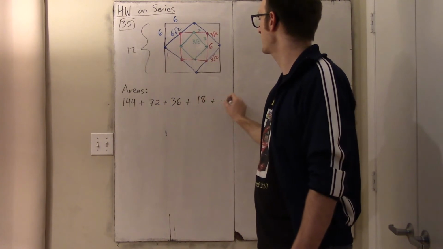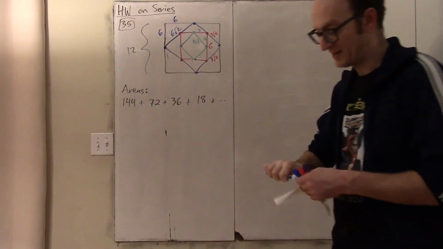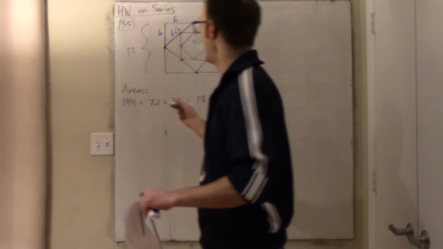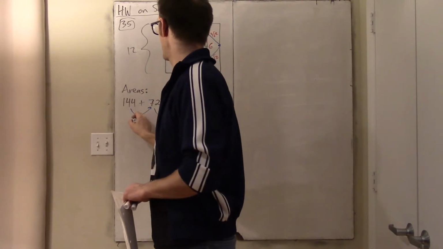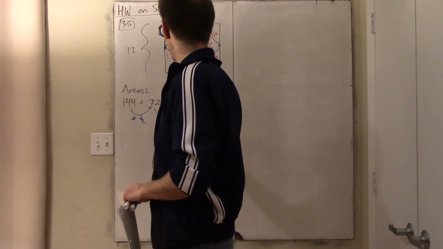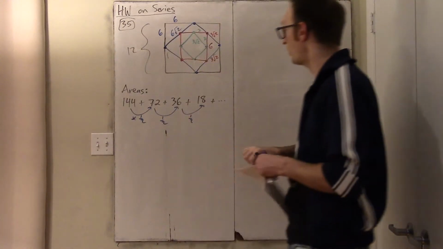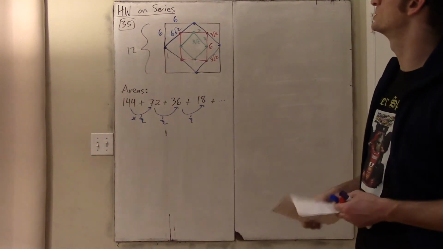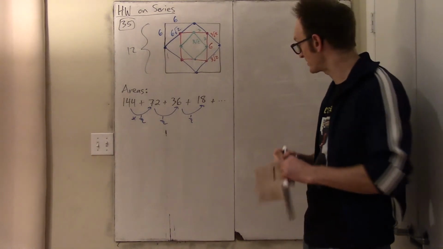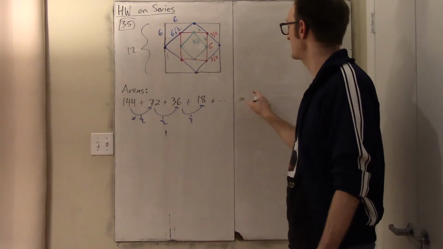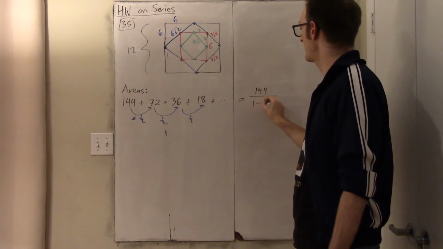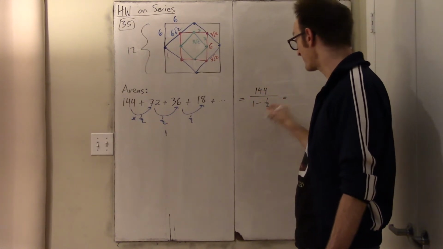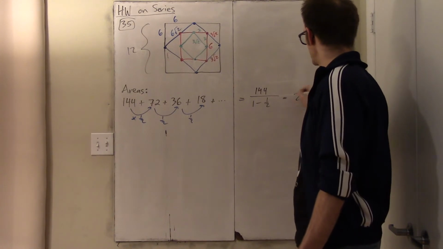Okay, so I think we already see that this is geometric. And what are we multiplying by each time? By 1/2. So 1/2, 1/2, 1/2. Okay, and therefore I simply use the formula for the sum of an infinite geometric series: a over 1 minus r. So 144 over 1 minus 1/2, which is just 1/2. So it's 288. And that's the answer to that problem.